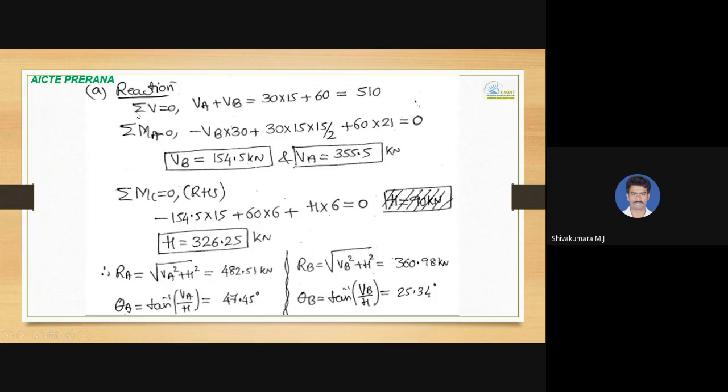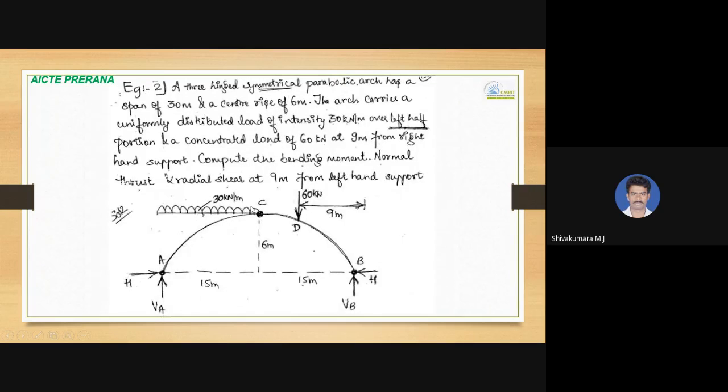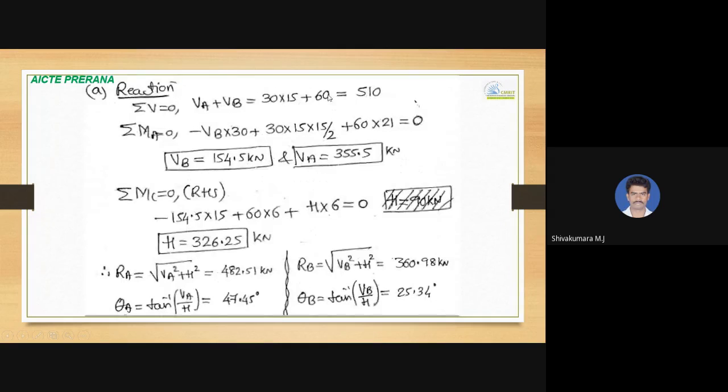So summation of Fy, or summation of vertical forces, equal to 0: VA towards up, VB towards up, positive, minus 30 into 15, 30 throughout a span of 15 meter, and then 60 kilonewton towards down. You can send it to the RHS so that it becomes positive. So VA plus VB equal to 510. That is one equation you have. And then there is no horizontal force at all, so it is not necessary to use summation of Fx or summation of H equal to 0 here.